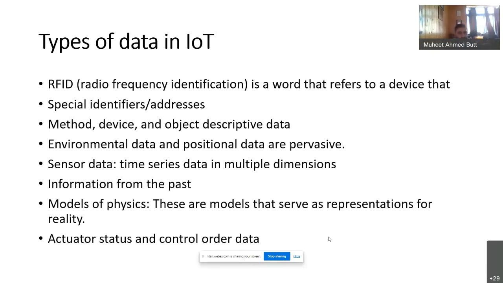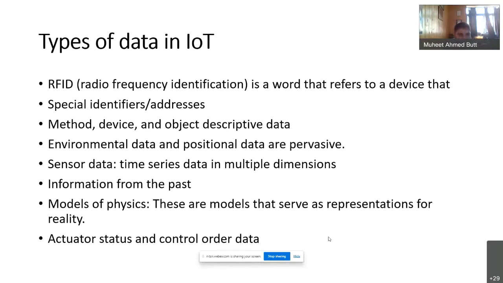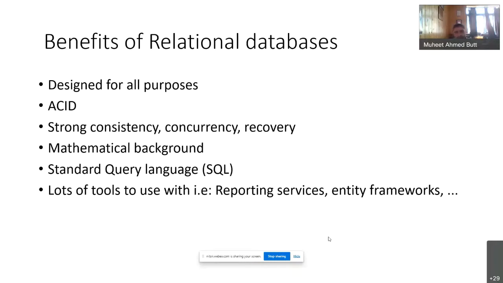And obviously that data is pervasive. There is environmental data and positional data, and we need these types of data also stored in IoT databases. There can be sensor data, and the sensor data can have multiple dimensions. And there is information about past models and actuators that control the data. These are the challenges which IoT has. But how are we going to cover this data, how are we going to put this data? Therefore, what are the various properties that these databases will have?